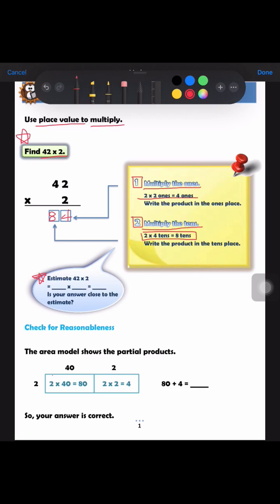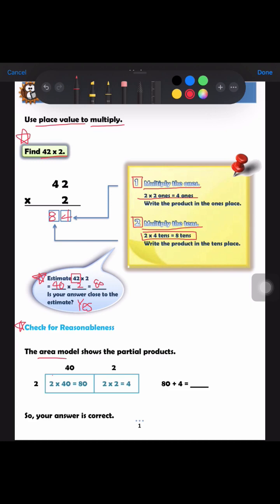Okay, actually we can estimate 42 times 2. 42 is close to 40, and then 40 times 2 equals 80. So the answer is close to the estimate. And then we check for the reasonableness.